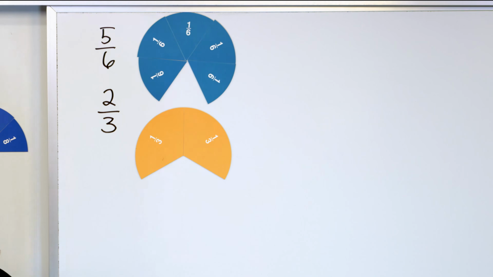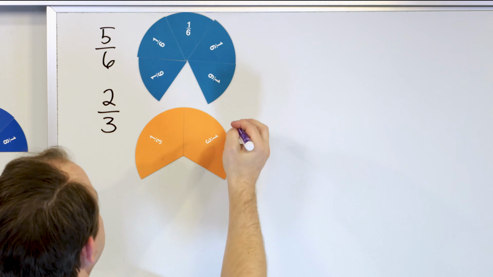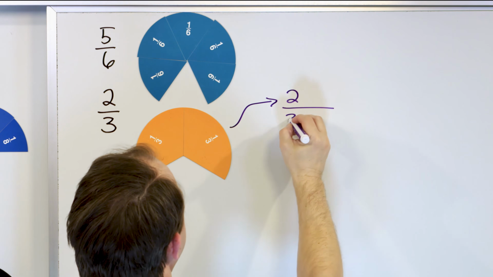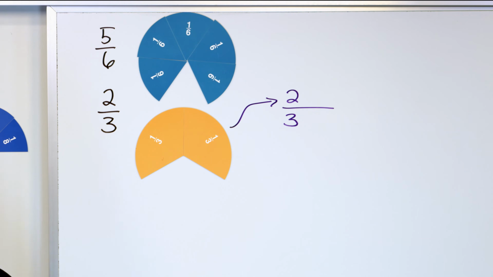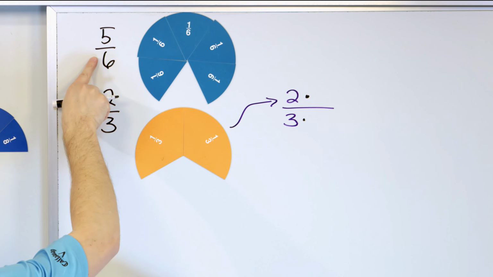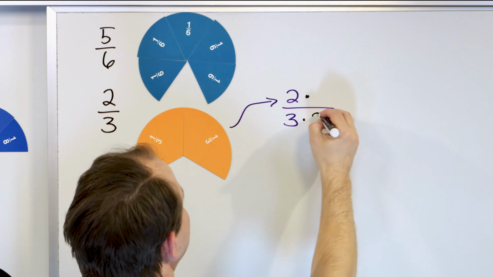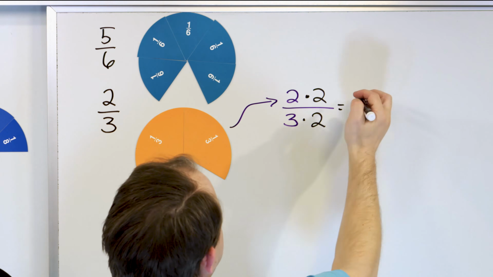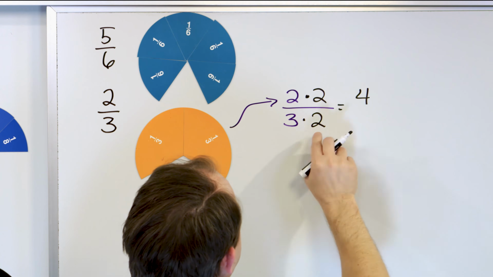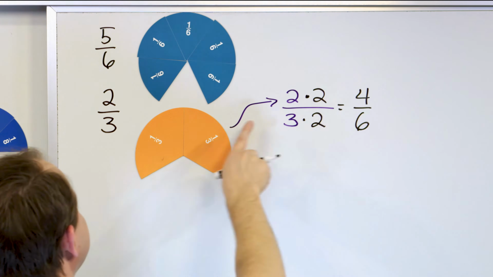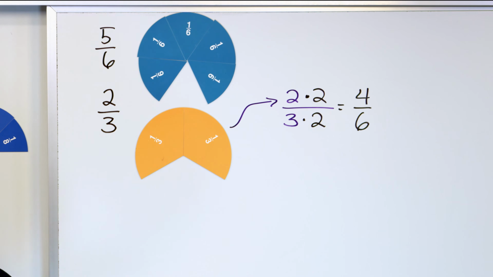So what I'm going to do then to fix this problem is I'm going to take the 2/3, and I want to fix this problem by multiplying the top and the bottom by what? I need to get it to equal 6, right? So 3 times 2 is 6. Multiply top and bottom by 2. When I multiply 2 times 2, I get 4. When I multiply 3 times 2, I get 6. So we're saying that 4/6 is exactly the same thing as 2/3.